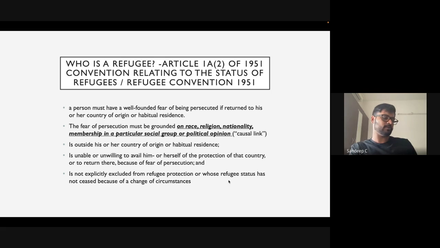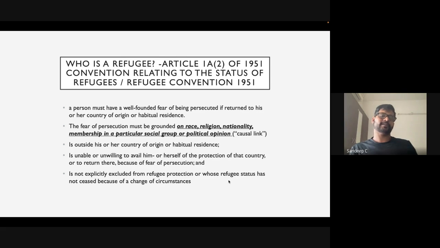And the procedural law as to how a convention should be implemented, most probably it is articulated within a protocol. So a protocol was framed in 1969, around the 1960s, which expanded the scope of the Refugee Convention. Initially in 1951, the Refugee Convention was only applicable to the European countries who participated, who started or initiated the Second World War.